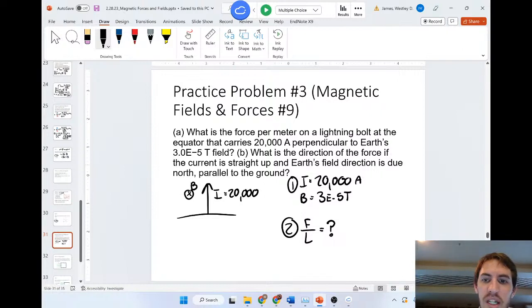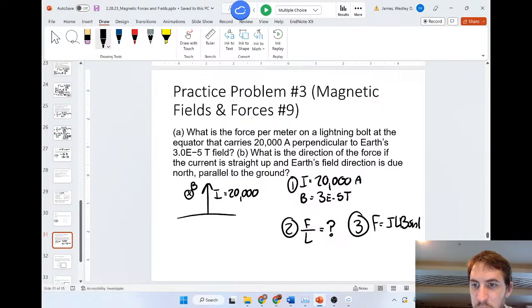All right, step 3. What equation are we going to use? The one I just gave you. F equals ILB sine of theta. I'm even going to put that angle in there, and we will see what happens to that as we solve. And you know what? Let's get it in terms of our unknown. F over L equals IB sine theta. I just divide the L over.